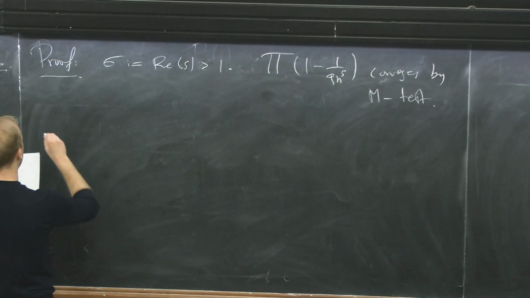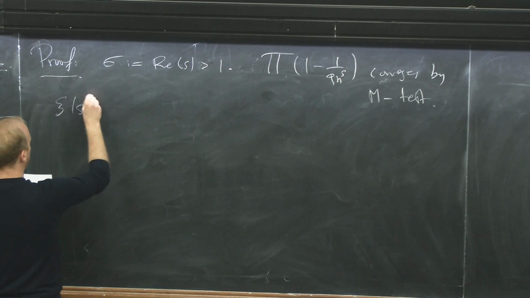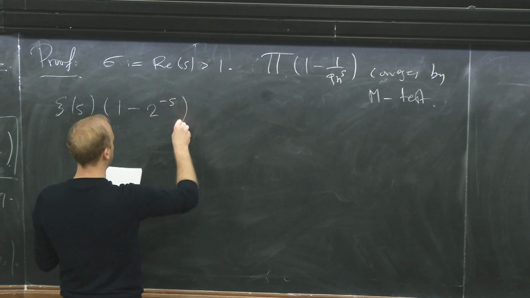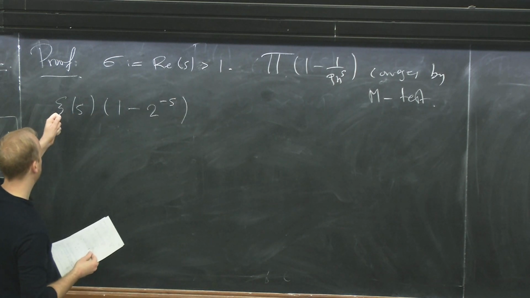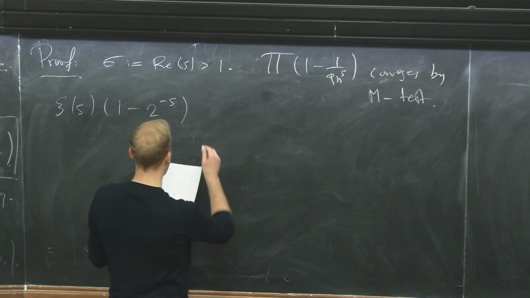It's just a few lines. And then, assuming that sigma is greater than 1, we now make the following observation, which is at the heart of everything. So the zeta function of s times 1 minus 2 to the power minus s.